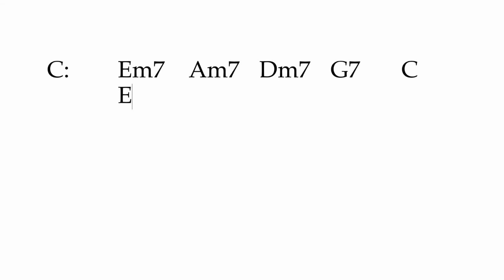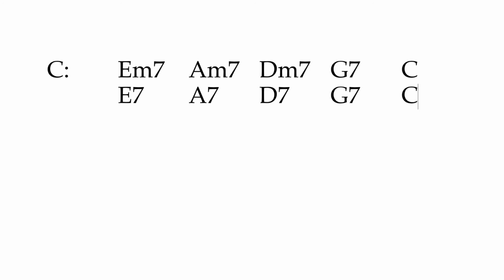Instead of E minor 7th, I can use E dominant 7th. In the same way, I can also substitute A minor 7th by using the secondary dominant of D minor, which would be A dominant 7th, and notice that the roots are the same. Instead of D minor 7th, I can use the dominant of G major, which is D dominant 7th, and the other two chords remain the same.